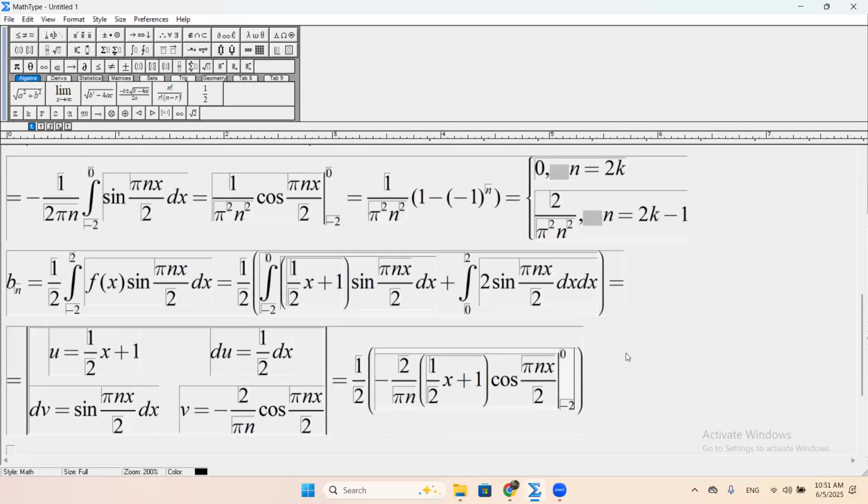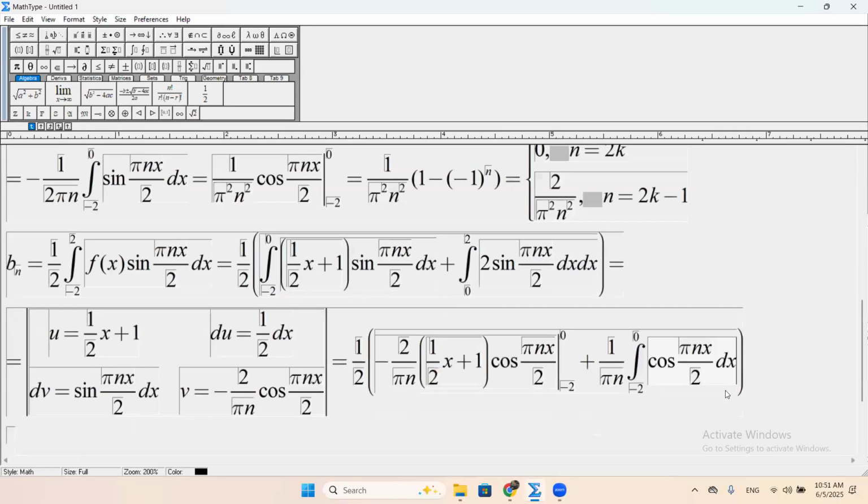And then plus 1 over pn integral from -2 to 0 of cosine of pnx over 2 dx. So we are done with this integral, and now we substitute and calculate the integral that we have.